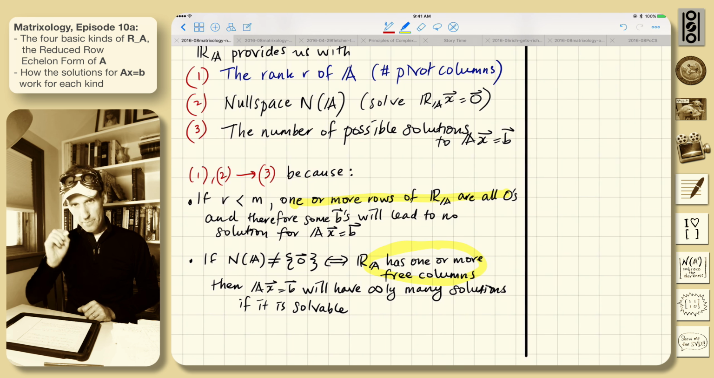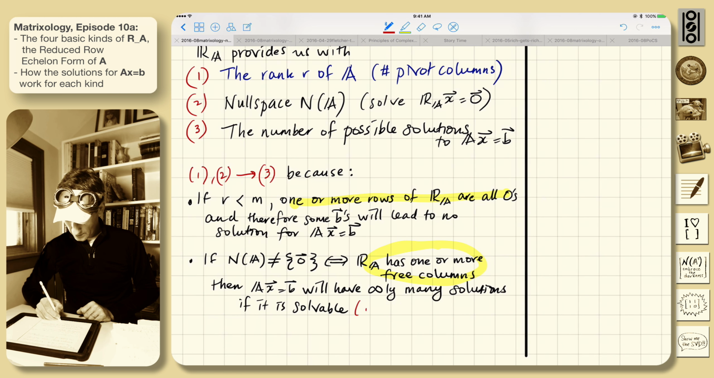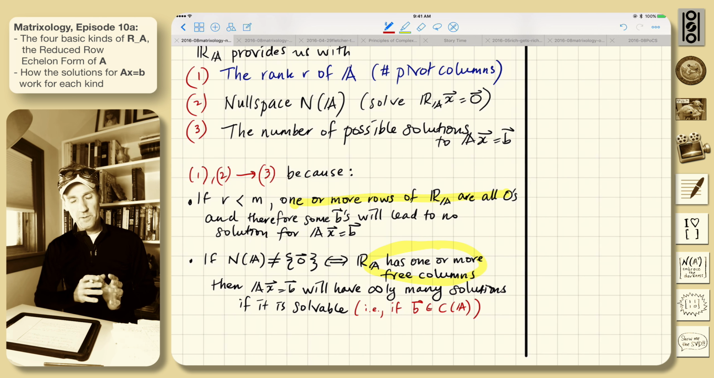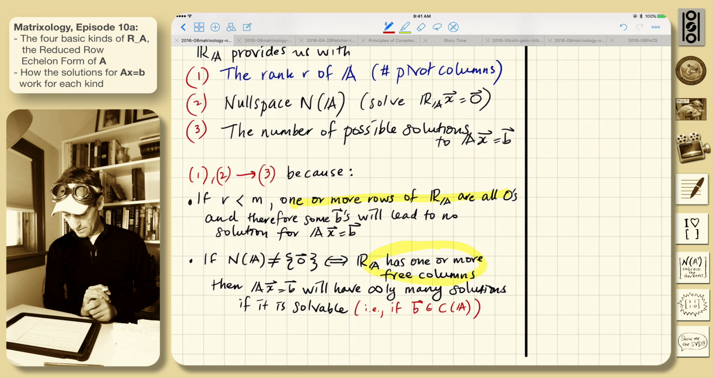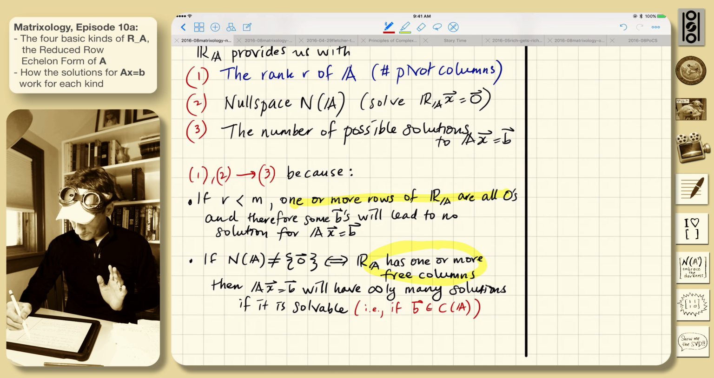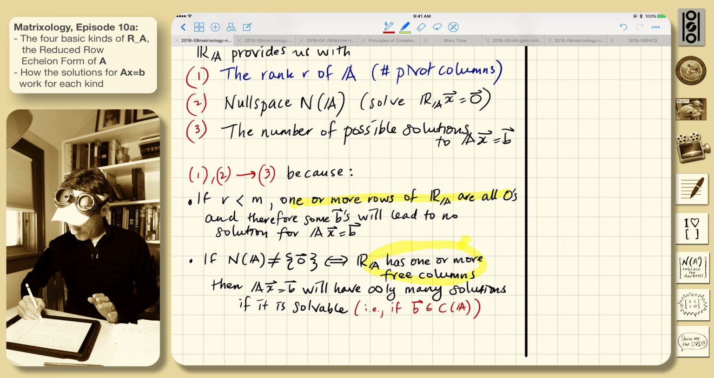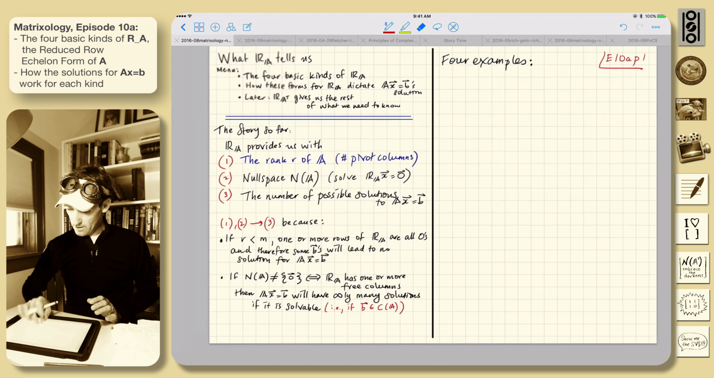So if B is in the column space, and I'm going to add that here, which is if B is in the column space of A, it means there's a solution. The columns can be combined to give B. Then if the null space is not equal to 0, there are infinitely many solutions. Okay, great. Let me remove the yellow bits.